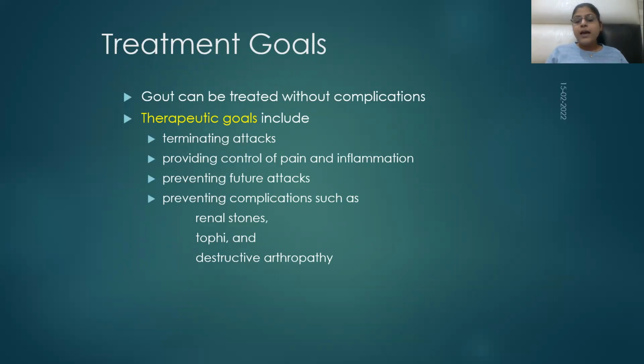Treatment goals are that we have to terminate the attack of gout. We have to reduce the pain and inflammation. We have to prevent future attacks. And we have to prevent complications like renal stones, tophi, and destructive arthropathy. Arthropathy means joint destruction can be there. Subcutaneous tophi will be formed in chronic gout, or renal stones may develop. So all these complications have to be prevented. That is the treatment goal.